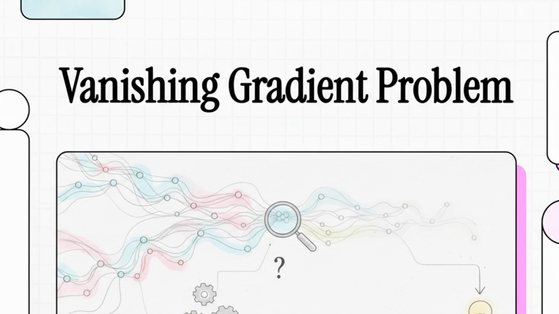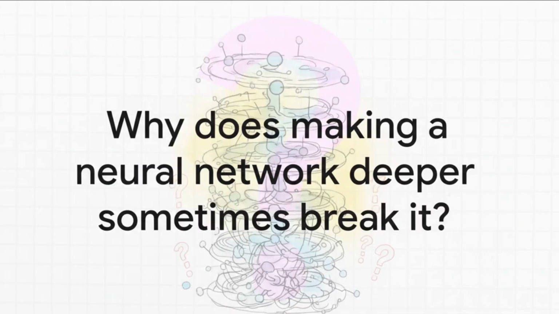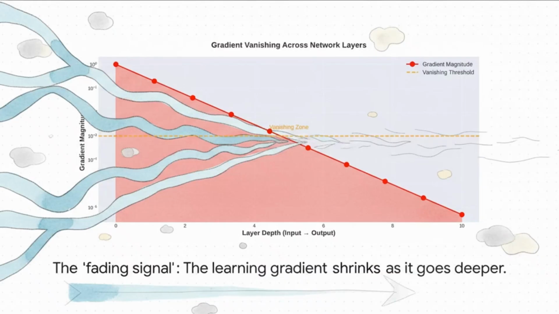Let's talk about a huge headache in deep learning, the vanishing gradient problem. Let's get into it. So, you'd think adding more layers would make a network smarter, right? But weirdly, it often just breaks them. And this is it in action. The learning signal, the gradient, basically fades to a whisper for the early layers.